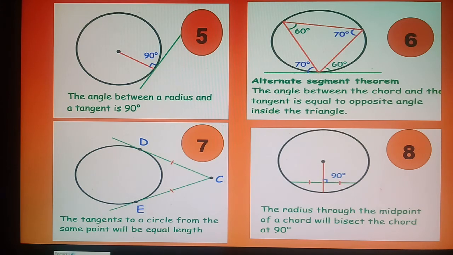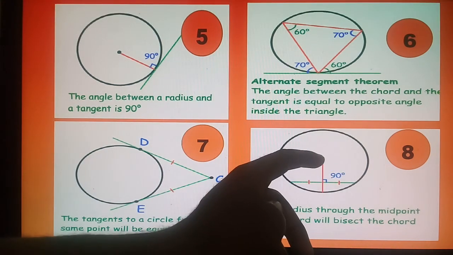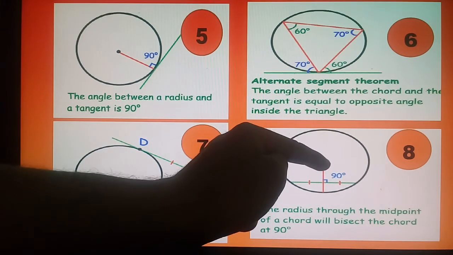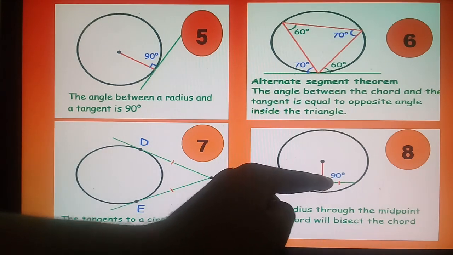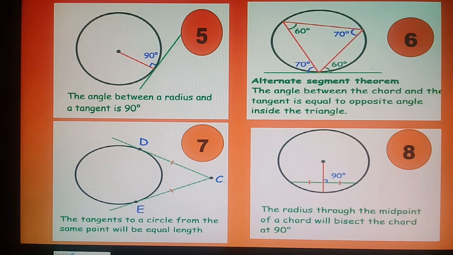And the last one now: the radius through the midpoint of the chord bisects the chord. We have the chord, that one. If we have a radius from the center to it, it will bisect that chord or form an angle of 90 degrees, perpendicular. We have to remind ourselves of that theorem. That is all about theorems on cyclic quadrilaterals, and we have to be able to apply those theorems.